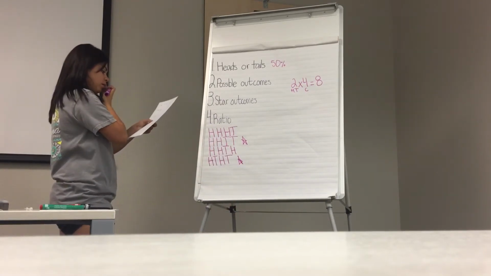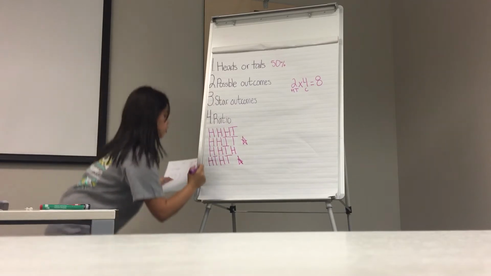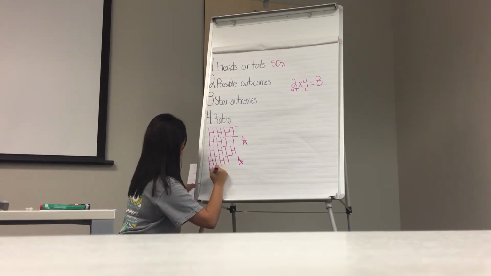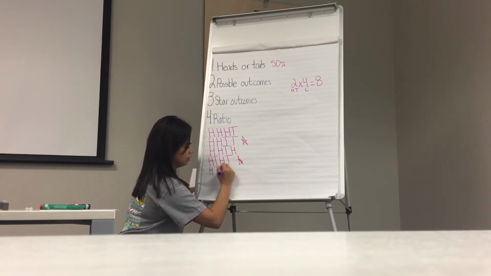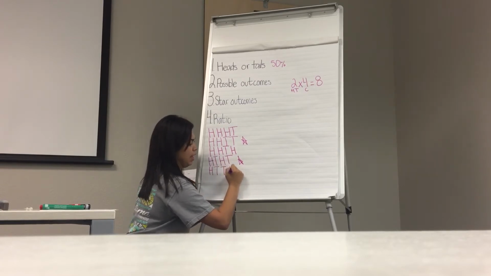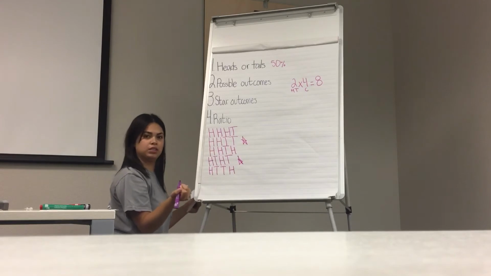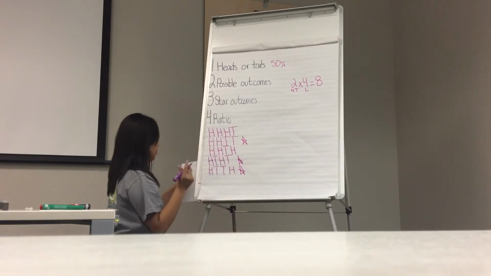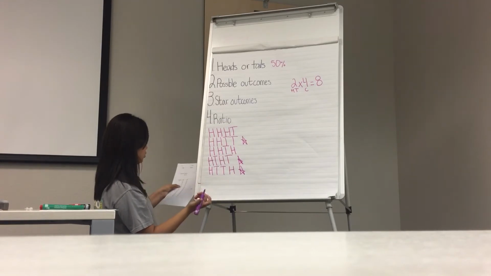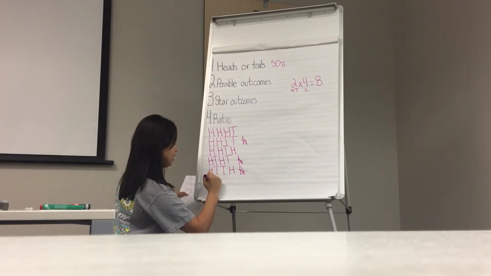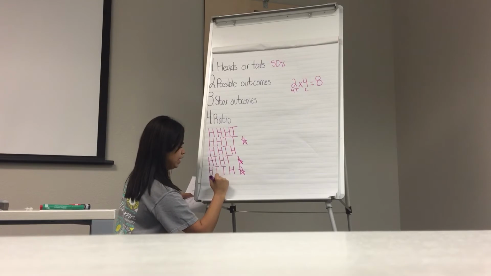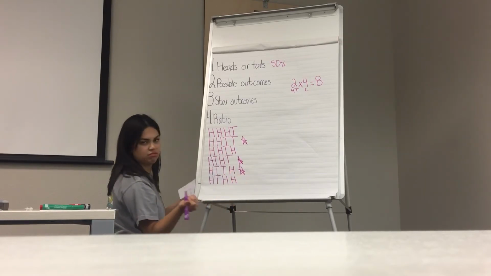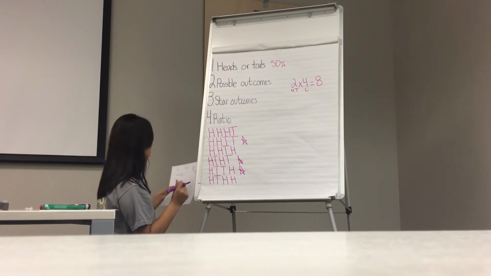And then we're going to do the next one, which is heads, tails, tails, heads. That's two heads, two tails. So we're going to star. And the next one is going to be heads, tails, heads, heads. That's not two heads, two tails.